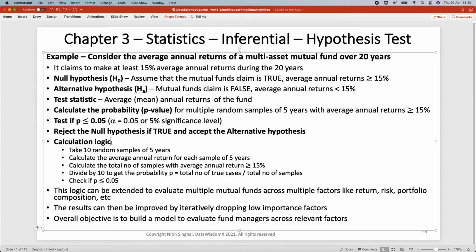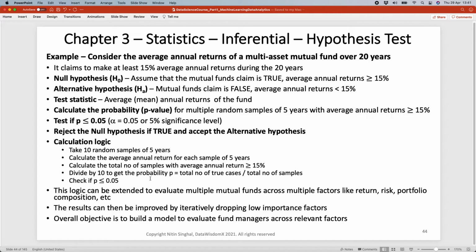So how would you calculate this probability? It's reasonably straightforward. So let's say we took 10 random samples of 5 years out of these 20 years. You know, it could be any combination of years, as we've mentioned. Then for each such 5-year sample, you calculate the average annual return for that 5-year period. So what you have to do is calculate the return for each year in that 5-year period and take their average. And then for all of these samples, calculate the total number of such samples where the average annual return is greater than 15%, and then divide by the total number of samples, right? So very simple fractional calculation.